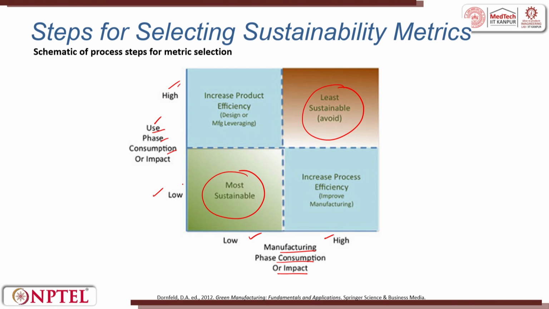If use phase consumption is high and manufacturing phase is low, then we have to increase the product efficiency, design, or manufacturing leveraging. And in case manufacturing phase consumption is high and use phase consumption is low, we have to increase process efficiencies, that is, we have to focus upon manufacturing. That is, we break down the issue.